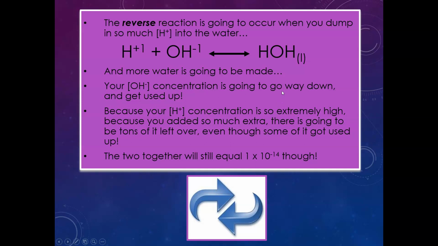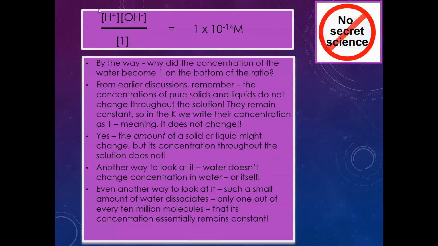When we go in reverse, that reverse reaction is going to occur when we dump in hydrogen ions. We are going to get lower hydroxide concentrations. If we dump in higher hydroxide concentrations, we are going to get lower hydrogen concentrations. So we're going to see this reaction working forwards and backwards. So our equation begins to look something like this up here.